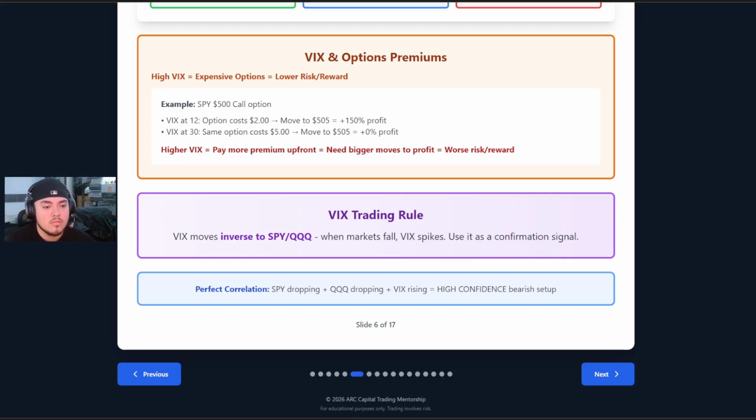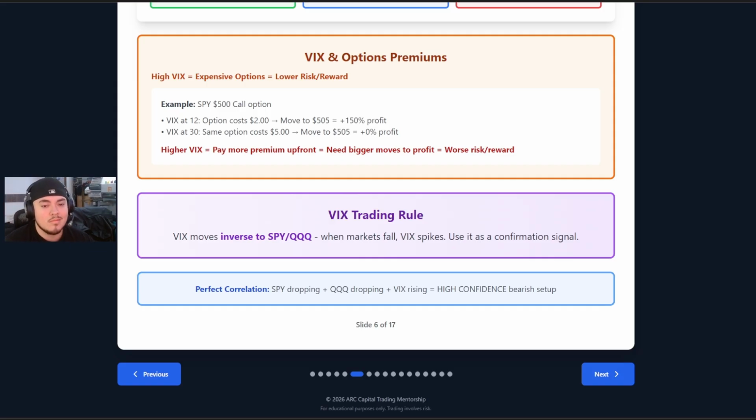Correlation is SPY dropping and QQQ dropping and VIX rising. This is a high confidence bearish put setup, right? If SPY is dropping and QQQ is dropping and VIX is rising, that's a highly probable and high confidence bearish setup. And vice versa. If SPY is ripping and QQQ is ripping and VIX is dumping, it's a high probability call setup. Very simple, guys. Very simple.